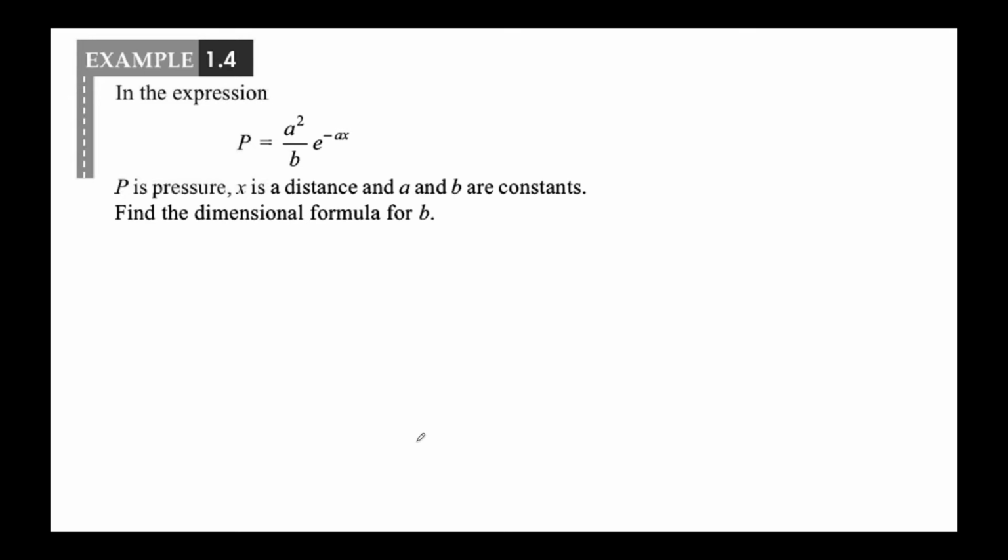So moving towards the next question. In the given expression, P is equal to a square over b times exponential of minus a x. Here P is pressure, x is distance, and a and b are constants. From this we have to find the dimensional formula of a square over b. Now the exponential term is a dimensionless parameter.